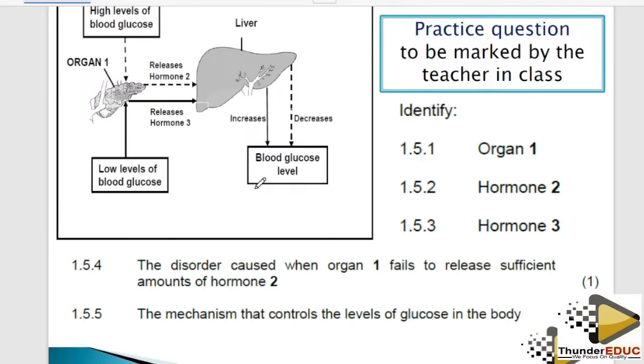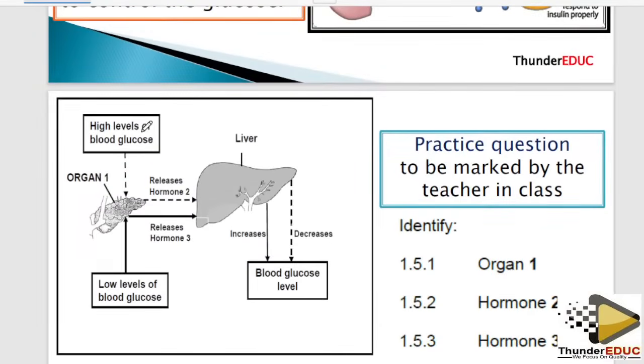Okay, let's go through it and then we see. You're saying that you have a high level of glucose in the blood. This level, yes, there is a pancreas here.